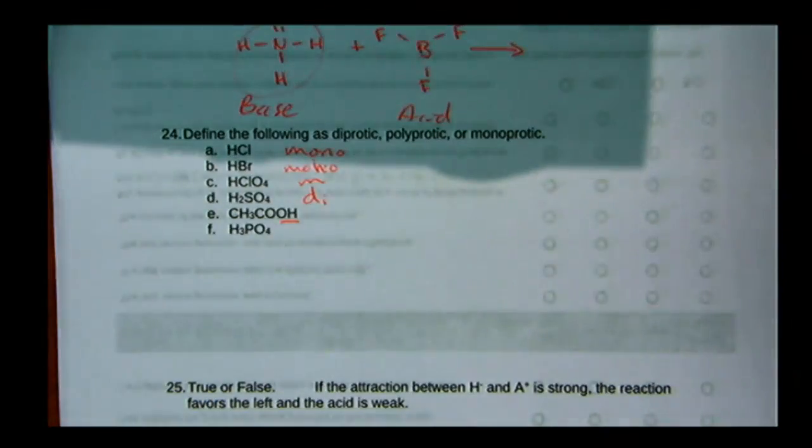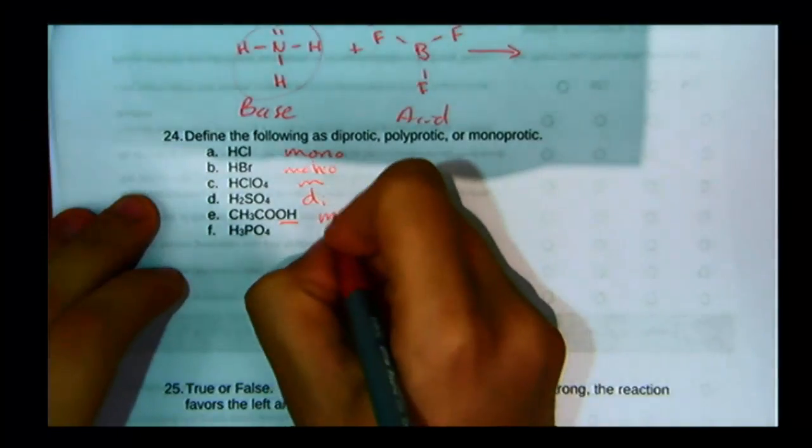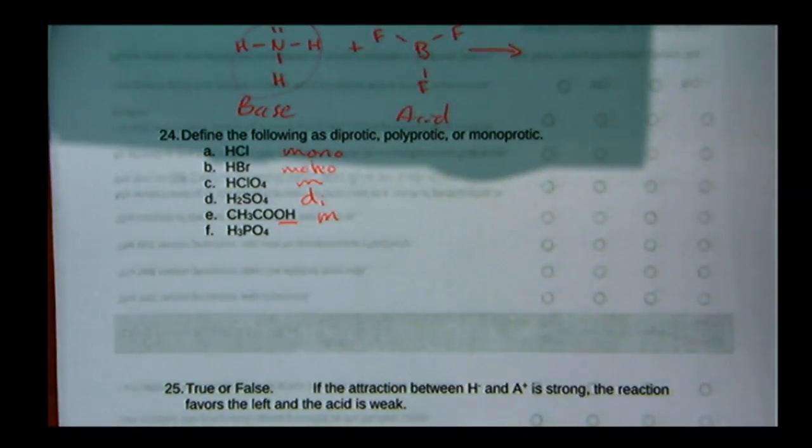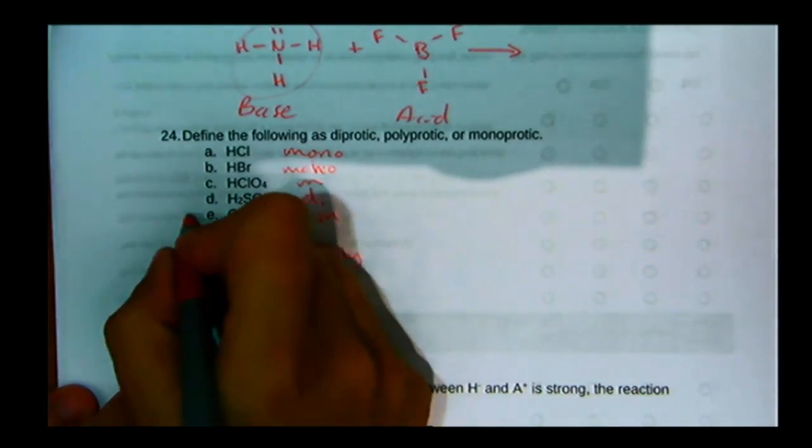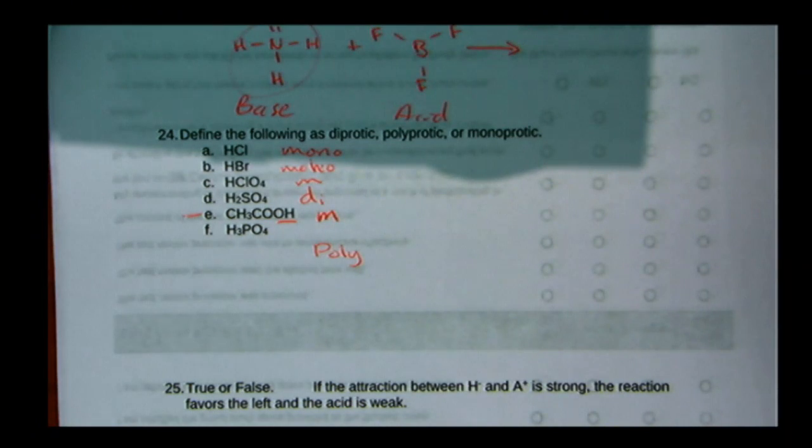25, I love true and false questions, so here you go. If the attraction between H positive and A negative is strong, the reaction favors the left and the acid is weak. True or false? True. Well, let's check it out and see why. So we have an attraction between H and A. This is our, did I do the signs backwards? I may have done the signs backwards.